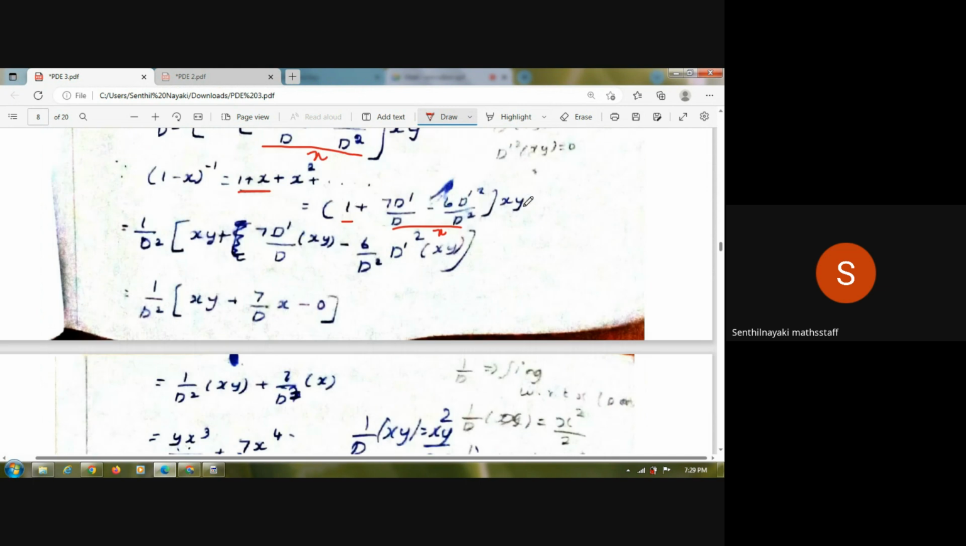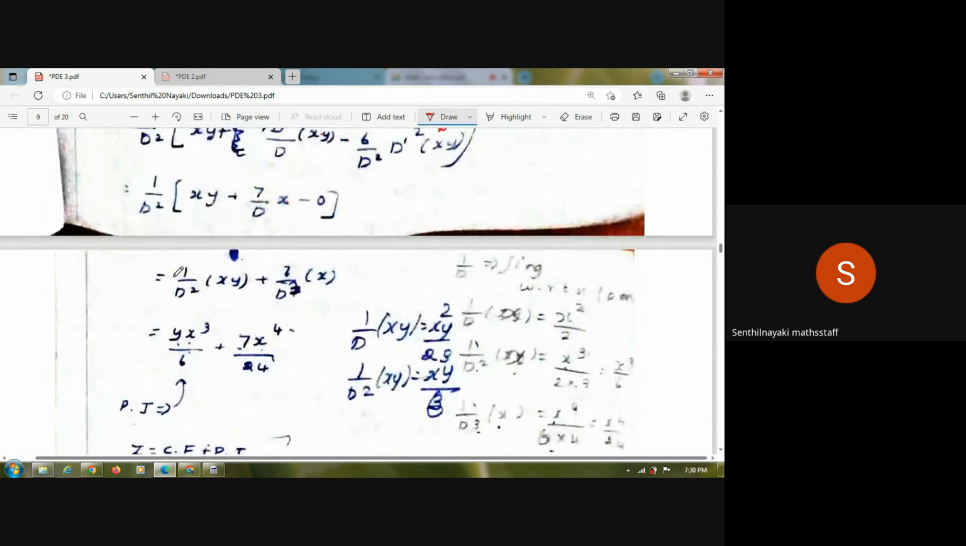So 1 into xy is xy, minus 7 D' by D into xy, minus 6 D'^2 by D^2 into xy. So xy, if you differentiate one time with respect to y, we get 7 by D into x. D'^2, two times, means that term becomes 0. So 1 by D^2 into xy plus 7 by D into x.